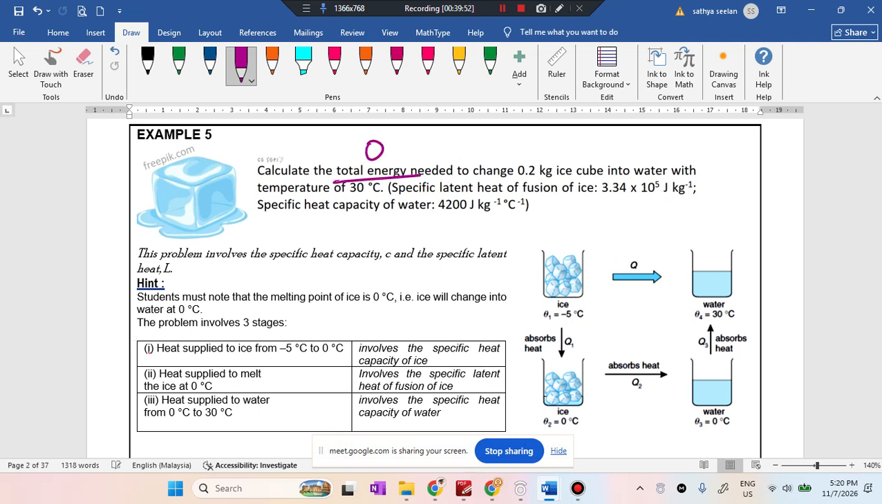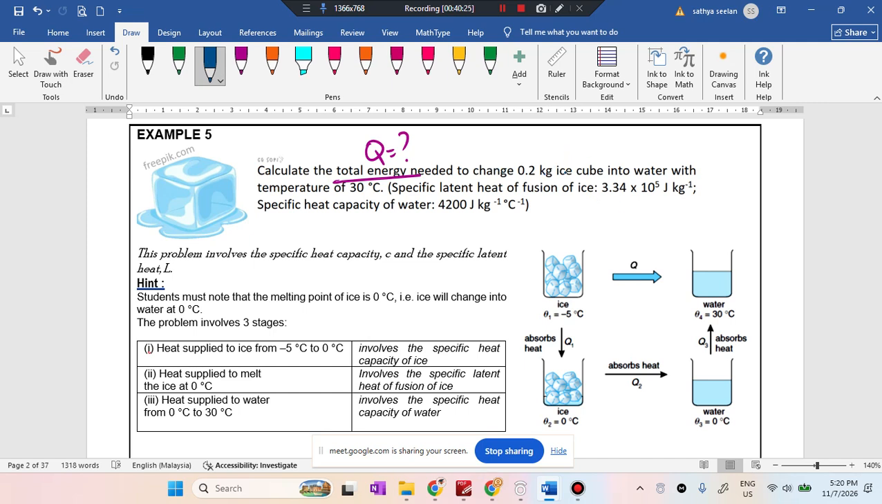Soalan nombor 5, kamu tengok, calculate the total energy needed. That means they are asking the Q lah. Total heat energy needed to change 0.2 kg ice cube, dia tak bagi initial temperature at negative 5 degrees Celsius into water. Kalau dia tak bagi, saya ada bagi gambar aja kan. So to match the question I put negative 5. Let's see dia tak bagi ni, you start dengan 0 degree Celsius. Faham?